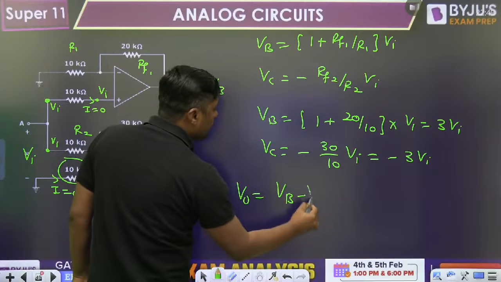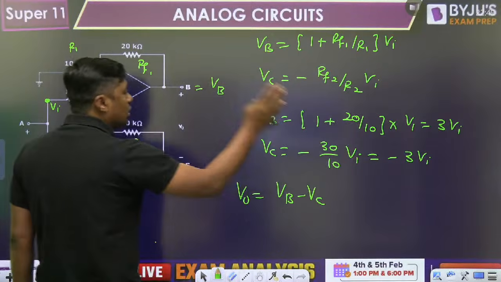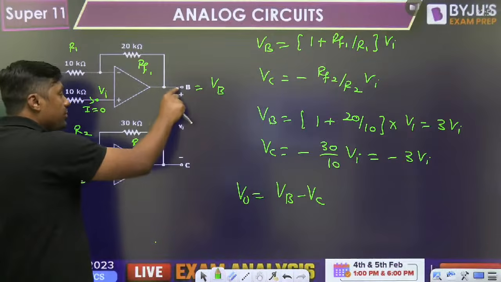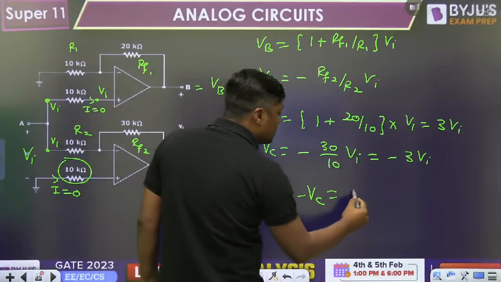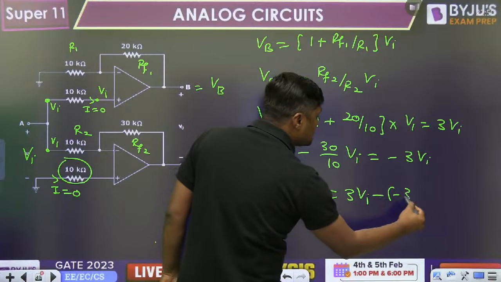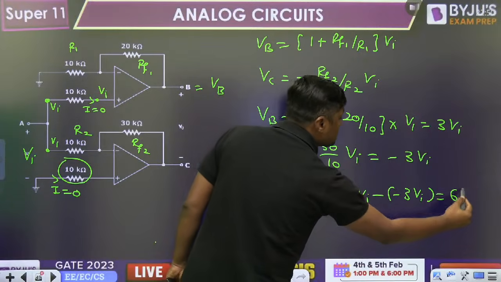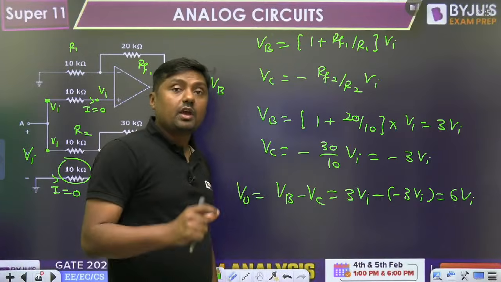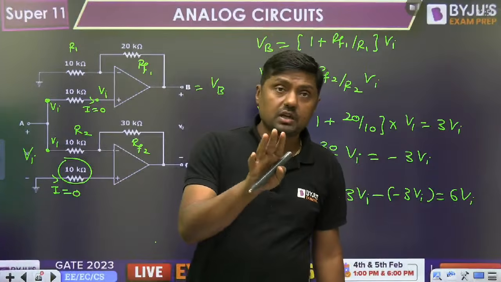Now here the student will make the silly mistake. VB minus VC is equal to 0? No, VB minus VC means what? 3 VI minus of minus 3 VI. What is this? 6 VI. 3 VI minus of minus 3 VI, 6 VI. So please try to avoid the silly mistake.